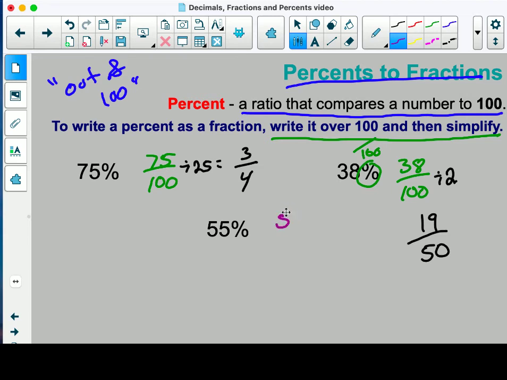So 55%, 55 over 100. Notice, as soon as I put it over 100, I don't need that percent sign anymore, because that's what the percent means, is out of 100. Well, then I divide by 5, because 55 and 100 can be divided by 5, and I get 11 over 20. So that's how I go from percents to fractions.